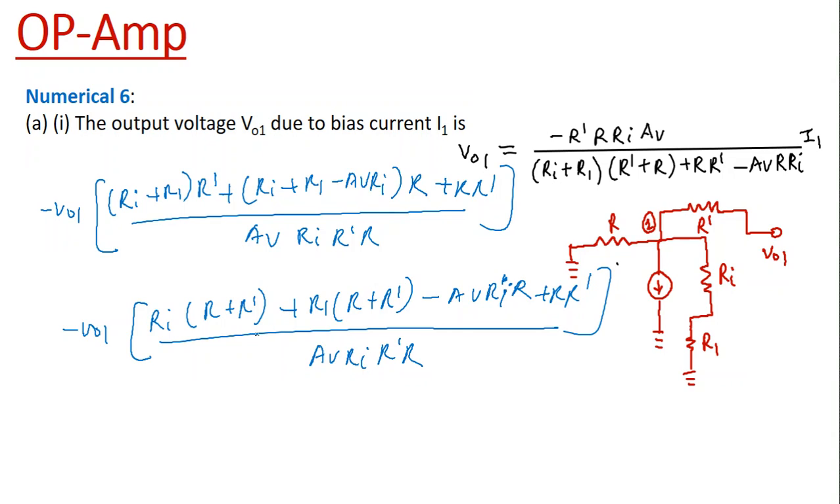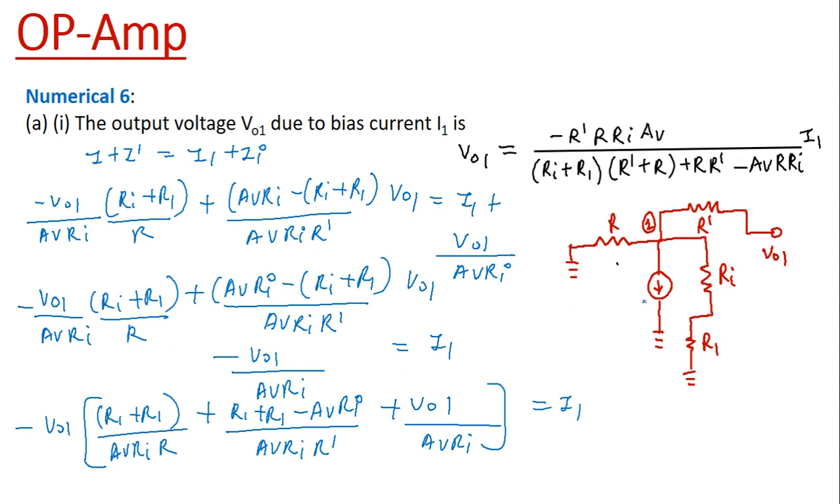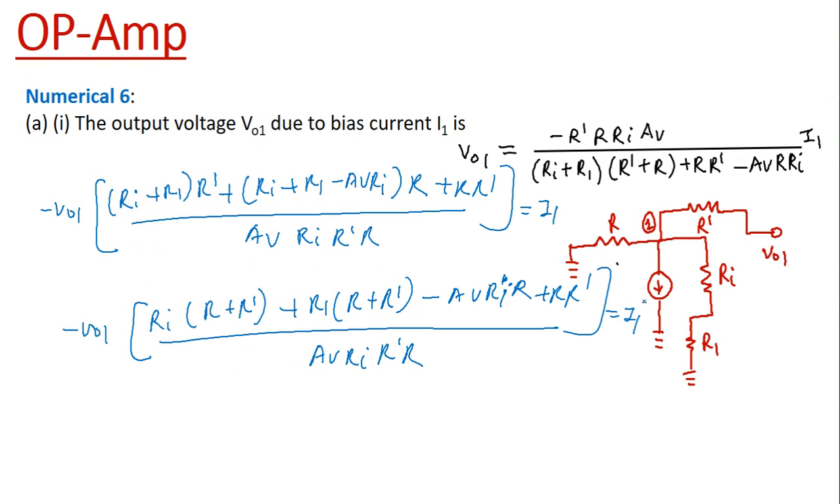Now this will become Ri plus R1 into R plus R dash. So this equation is equal to I1 and this is equal to I1. When we cross multiply, shifting these terms by cross multiplication, the final answer will be like this, because here we see that minus of AV Ri into R dash is there. So this type of equation we will get.